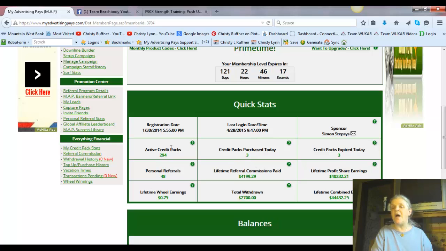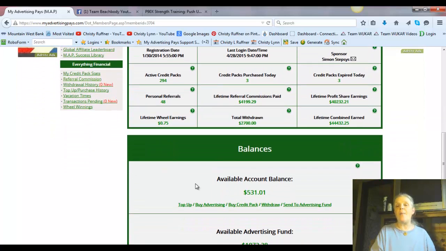I've lost 3, I've gained 3, but I want you to take note that I'm only at 294 credit packs. The last time I shared my back office with you, I was at 295. So overall, I've lost a credit pack over this last week. It's been a struggle. I've made 500 my zero mark, so when I hit 500, it's like not having any money, and that's what I've had to spend for credit packs. I've actually lost a credit pack over the week. Let's see, I'm at $231.